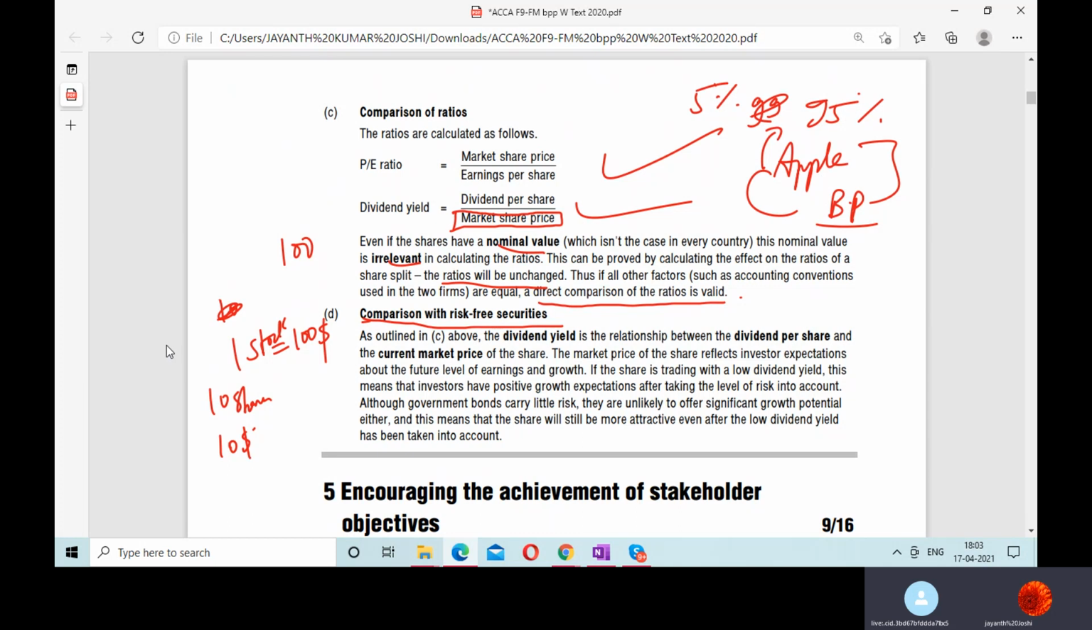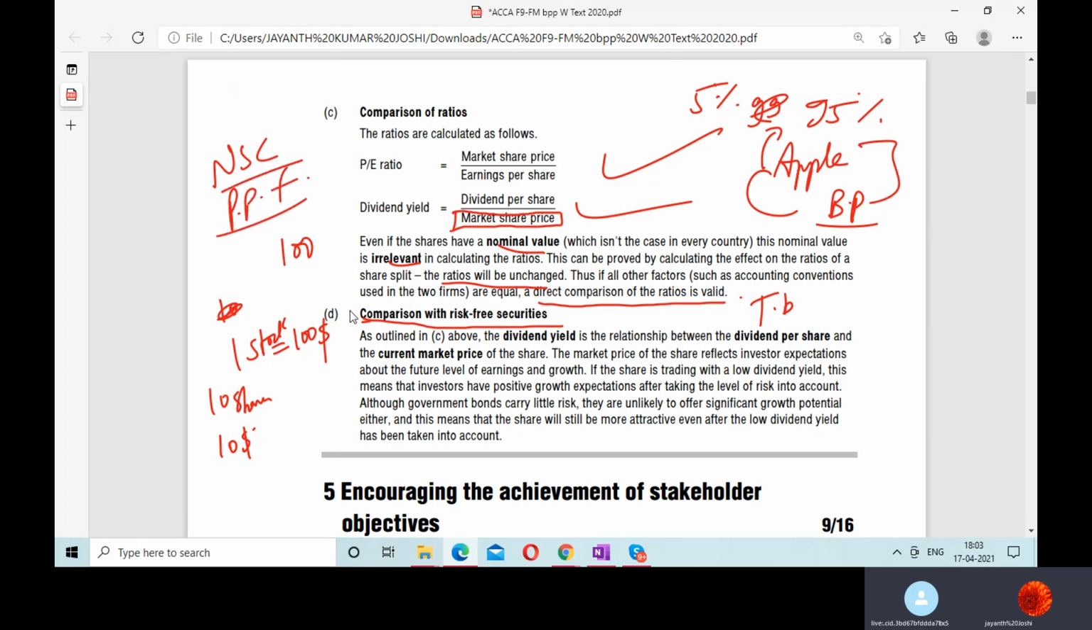Now, comparison with RF, risk-free securities. United States Treasury bond is one of the risk-free securities. In the UK also they may have some government bonds which are risk-free securities, whereby there is no default risk. The government has never defaulted. In India we have National Savings Certificate, Public Provident Fund.